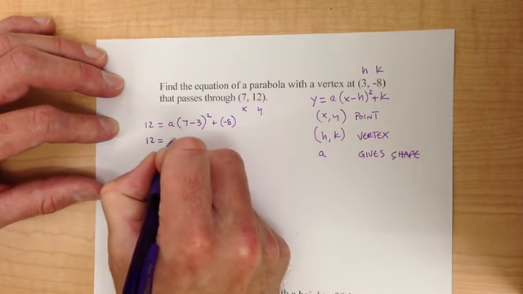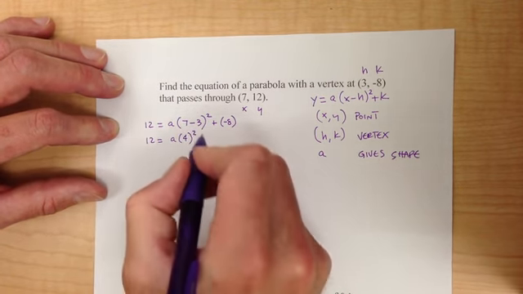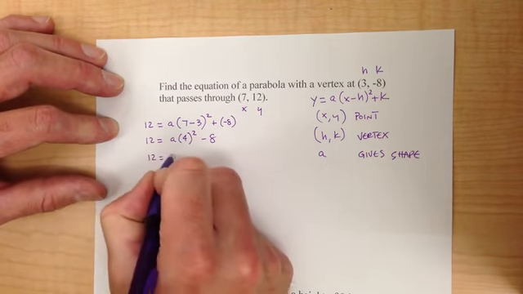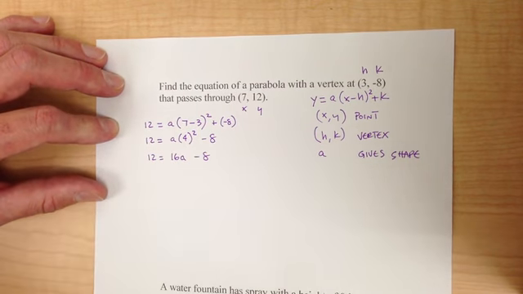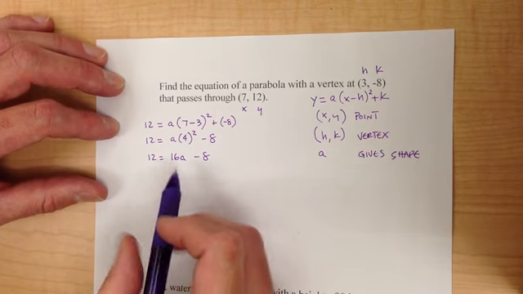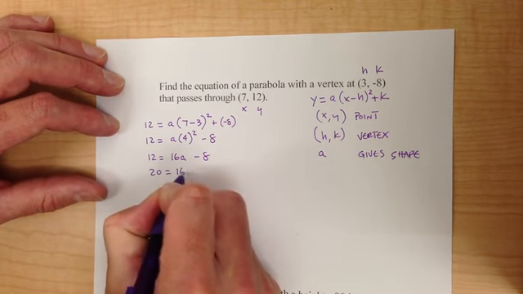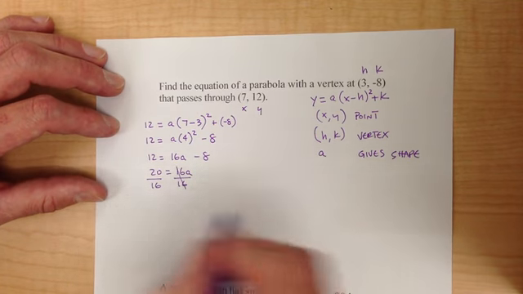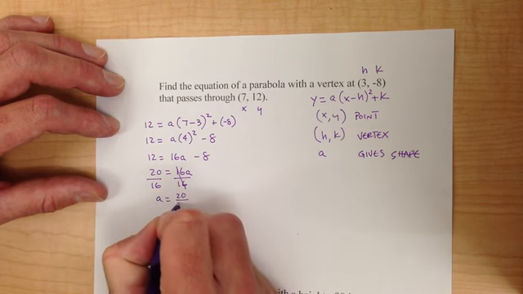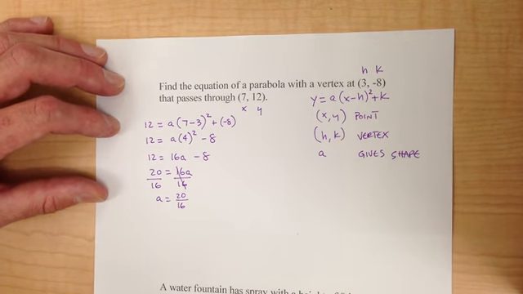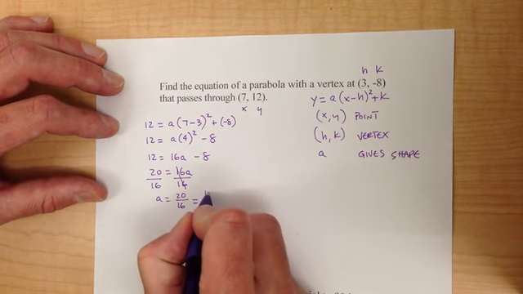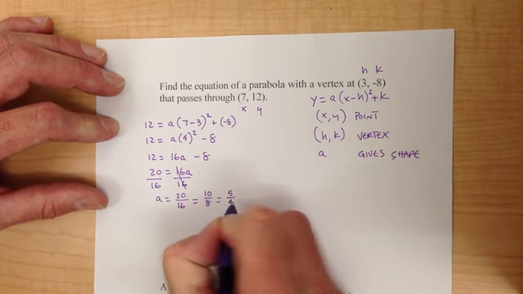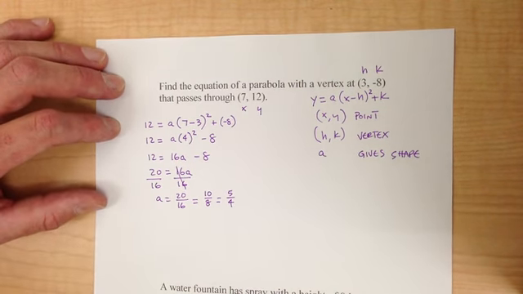12 equals a times 4 squared minus 8. 4 squared is 16, so 12 equals 16a minus 8. We can add 8 to both sides of this equation, getting 20 equals 16a. Divide both sides by 16. a equals 20 over 16, which reduces, they are both even, chop them in half. 10 over 8, still both even. 5 over 4. 5 over 4 gives our parabola shape.